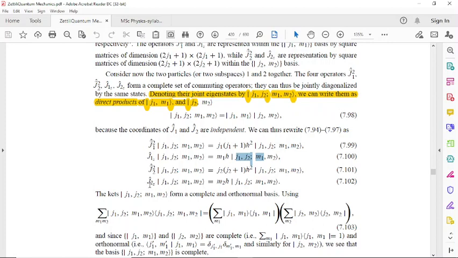Then J2z, in this case, operates only on M2. So the eigenvalue is M2ħ, the same state vector |J1, J2, M1, M2>.